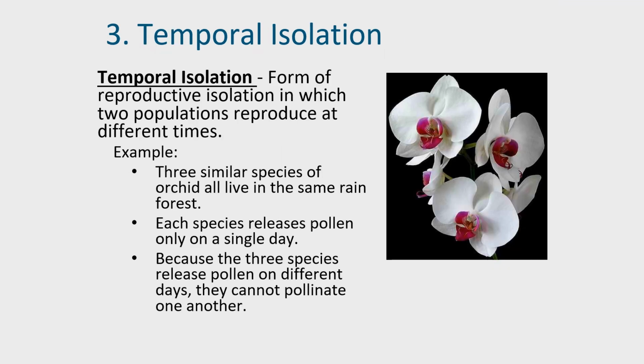Temporal isolation, as you guys can guess it, deals with time. So the isolation is a result of two populations reproducing at different times. The primary examples would be of plants. So there are three similar species of orchids that all live in the same rainforest. Each species releases pollen only on a single day. So because the three species release pollen on different days, they cannot pollinate one another.